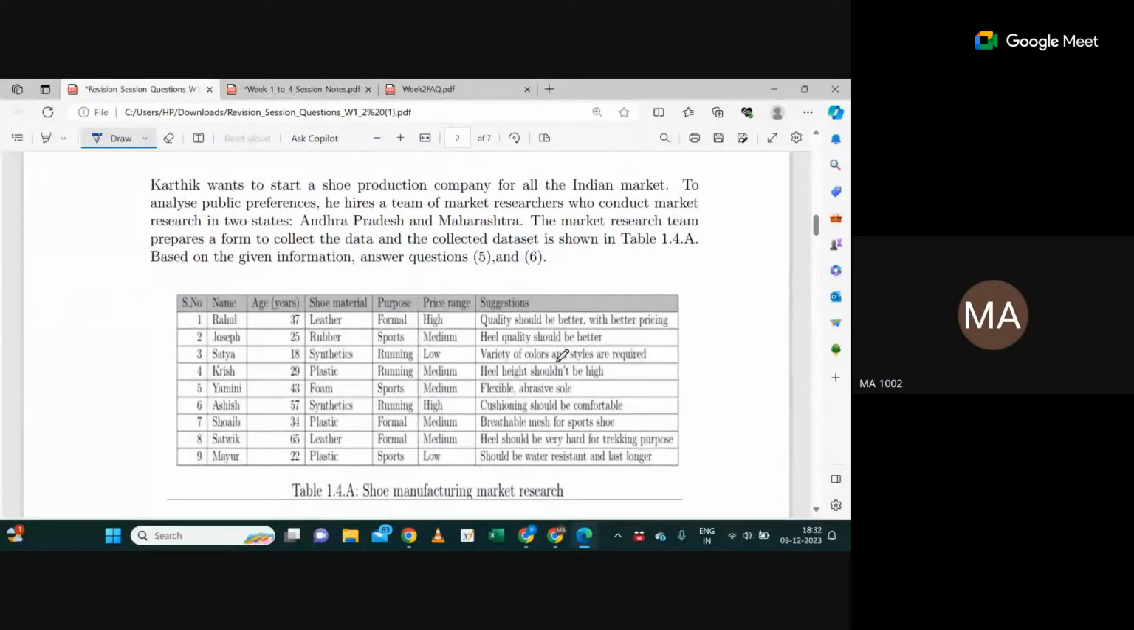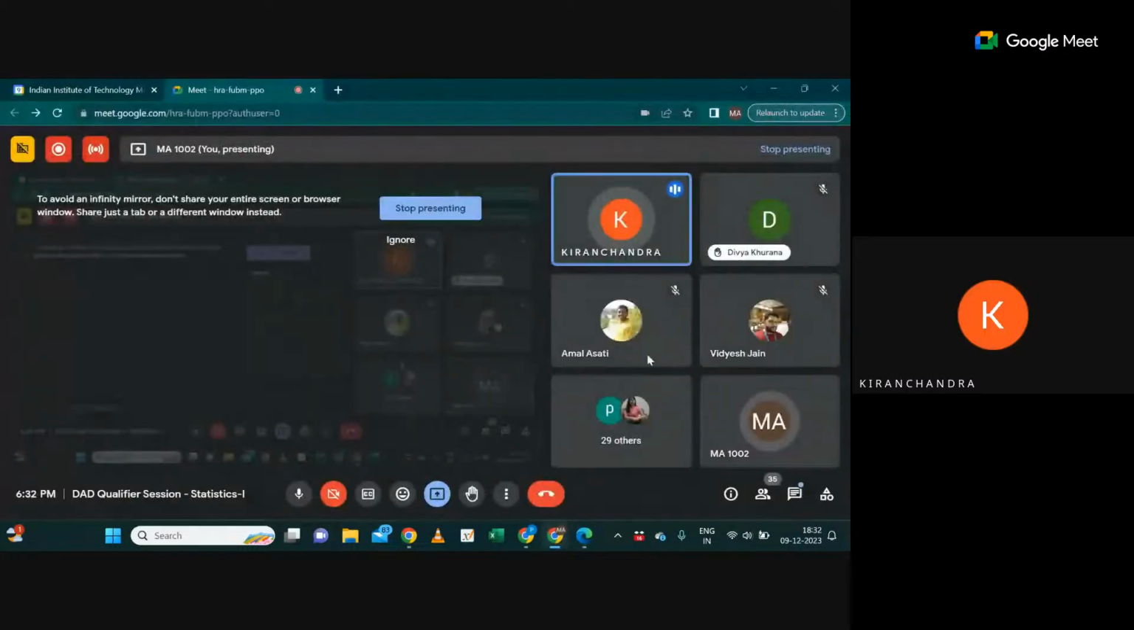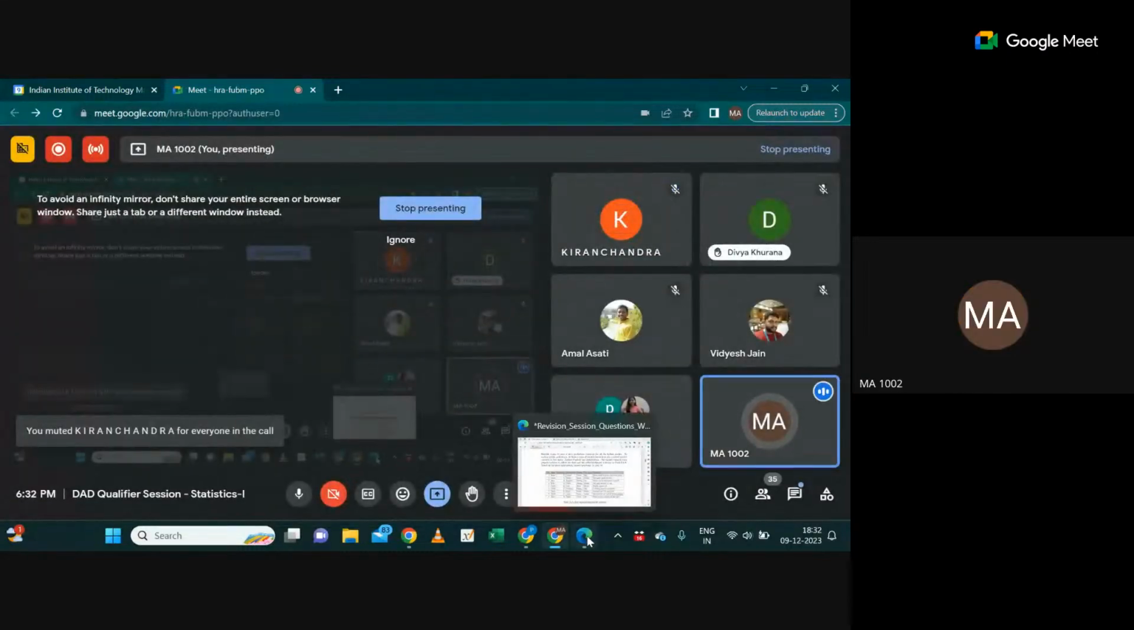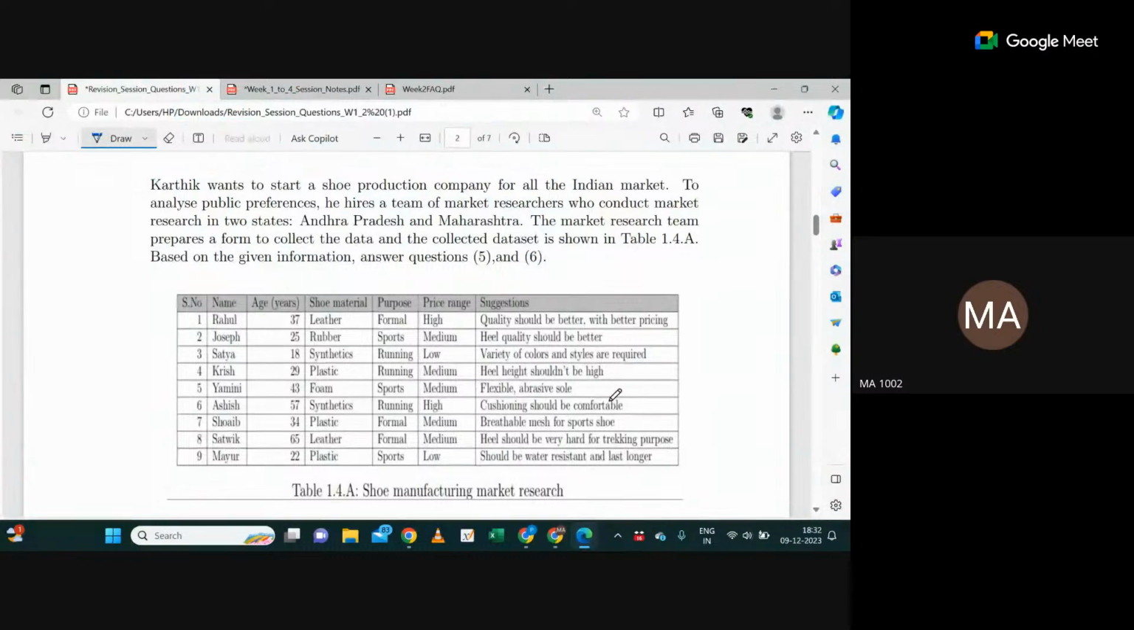Okay. So, Karthik wants to start a soup production company for the Indian market to analyze public preferences. He has a team of market researchers. Kiran, whenever you have a doubt, please unmute. There was some background noise. Please take care of this.